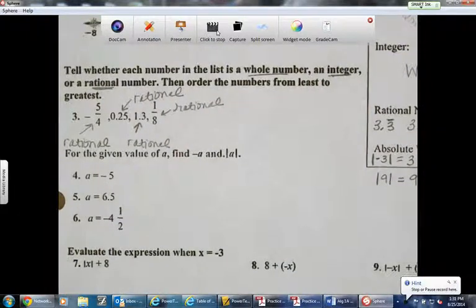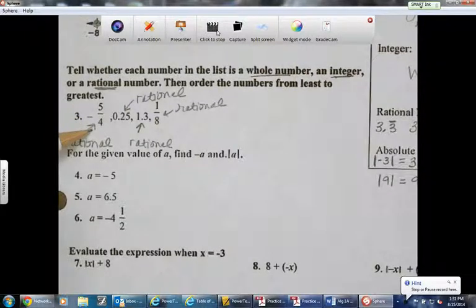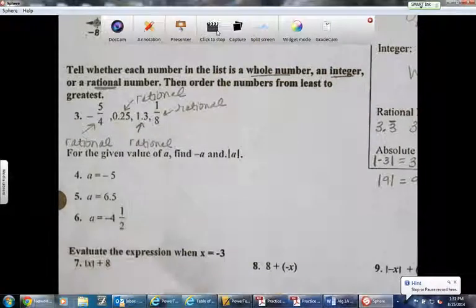Now, you can either think about this with common sense, because you already know the negative one is going to be the smallest, or some people prefer to put them all into decimals, and that is fine too. Do you guys remember how to change a fraction into a decimal? You divide. So you take 5 divided by 4, and that would give you a decimal. 1 divided by 8 would give you a decimal. I know that negatives are always going to be the smallest, so I know that I need to start with this number. So I'm going to start with the negative 5/4 to put it in order.